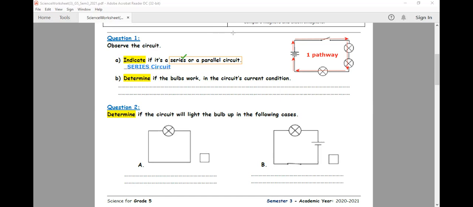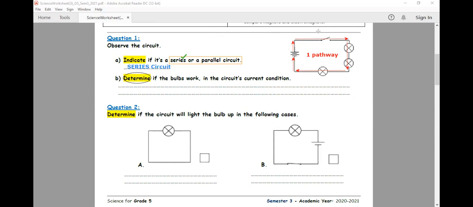Determine means that we have to justify our answer. We have to tell why. Determine if the bulbs work in the circuit's current condition. Will the light bulbs light up? Yes or no? No, because it's an open circuit.